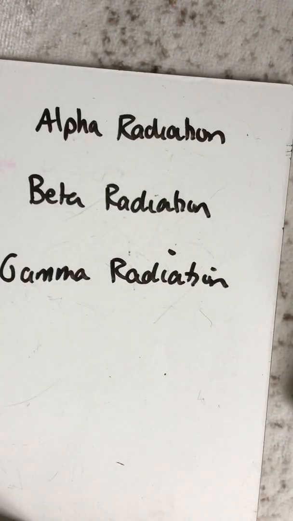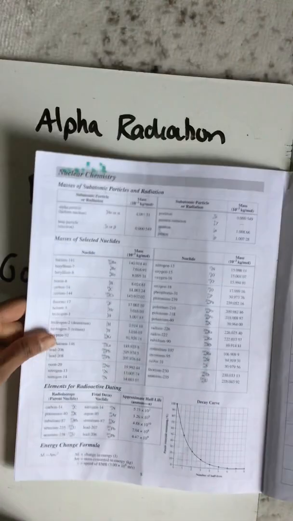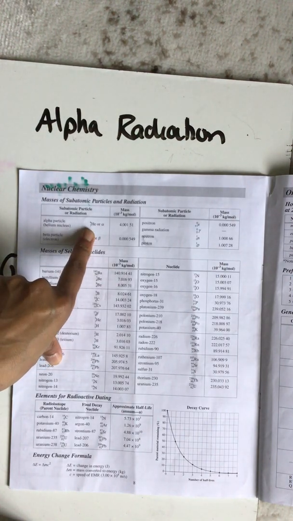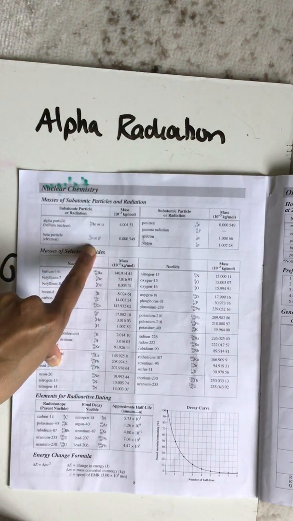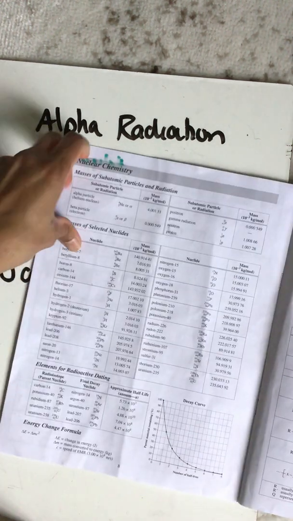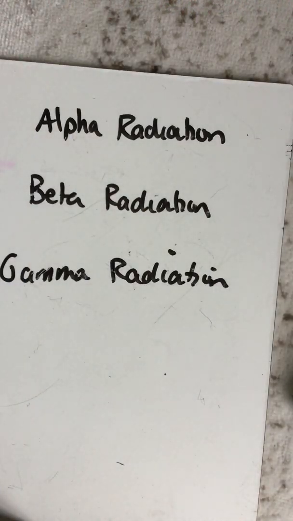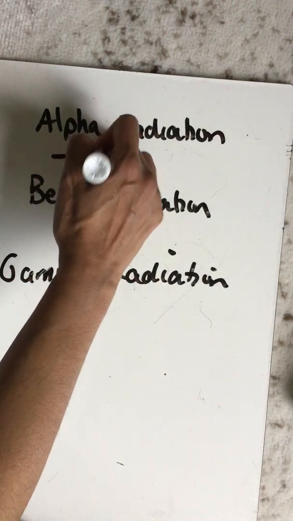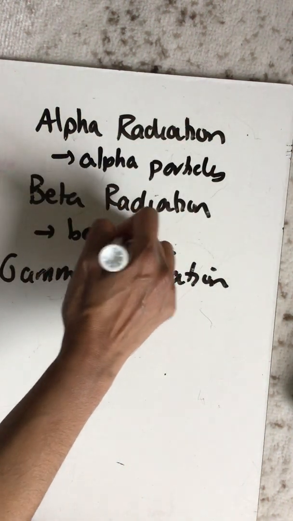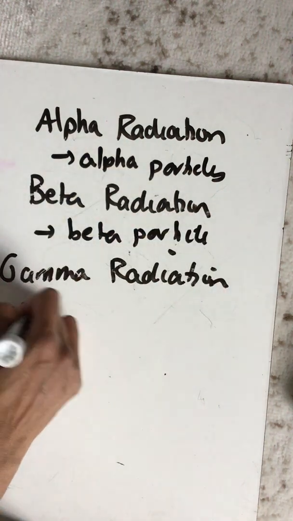Now, alpha radiation is made up of 2 protons and 2 neutrons, and it has a charge. I'm going to show you guys. You've got to go to this page here. This is page 8, and it tells you what an alpha particle looks like, what a beta particle looks like, and what gamma radiation looks like. Alpha radiation produces alpha particles, beta radiation produces beta particles, and gamma radiation produces gamma rays.